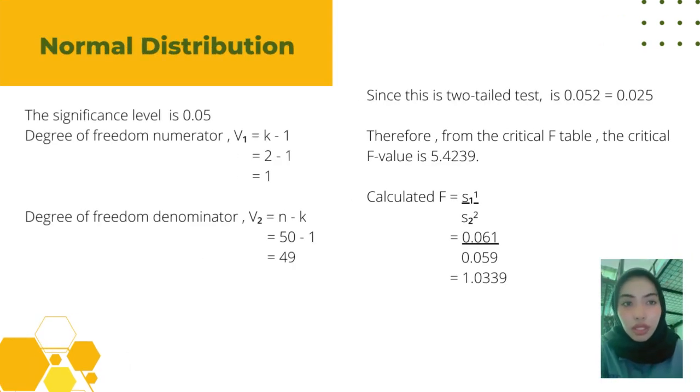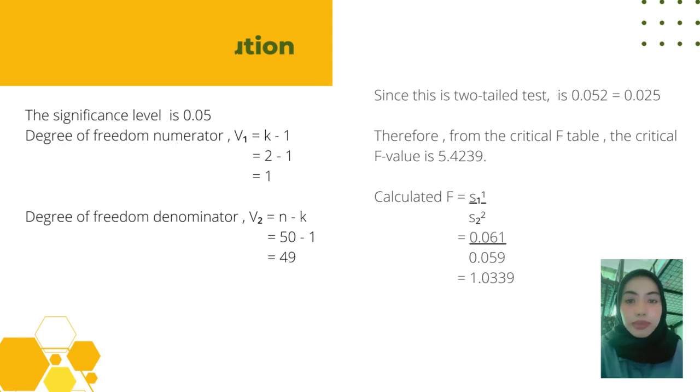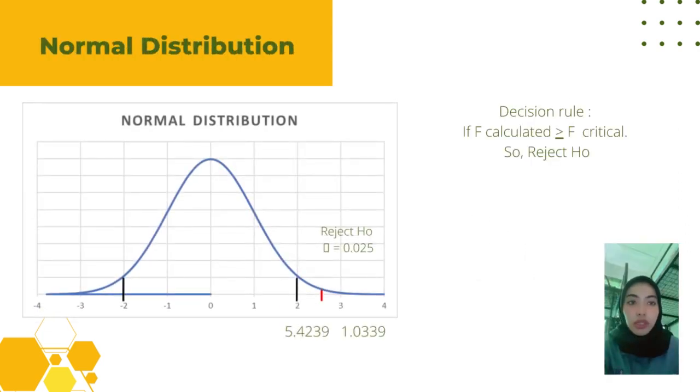For the distribution, the degree of freedom of the numerator is 1 and the degree of freedom of the denominator is 49. Since this is a two-tailed test, alpha over 2 is 0.025. The F calculated is 1.0339. For the distribution graph, if F calculated is bigger than or equal to F critical, then H0 is rejected.